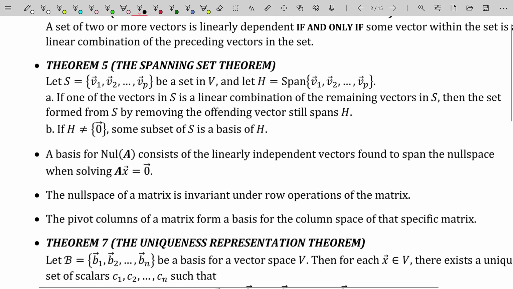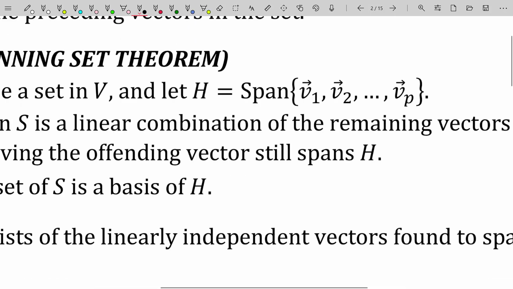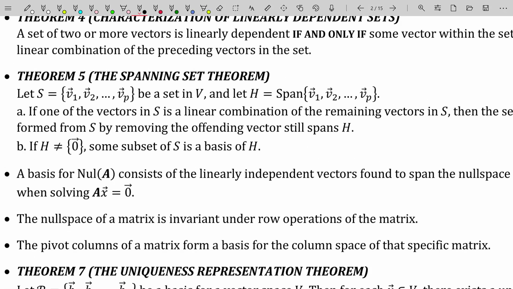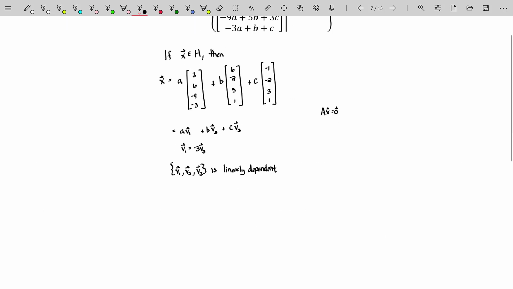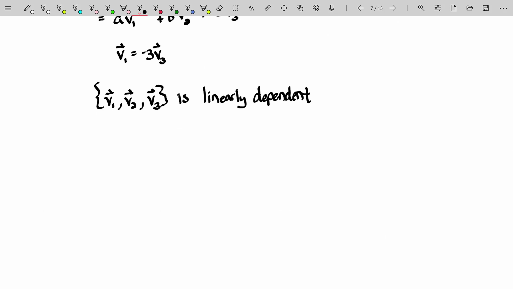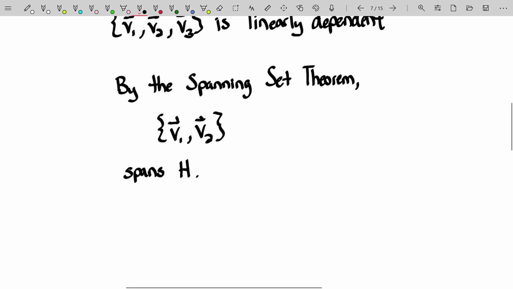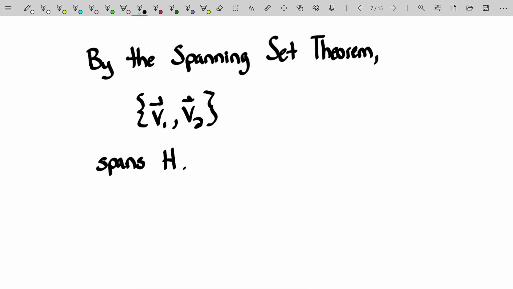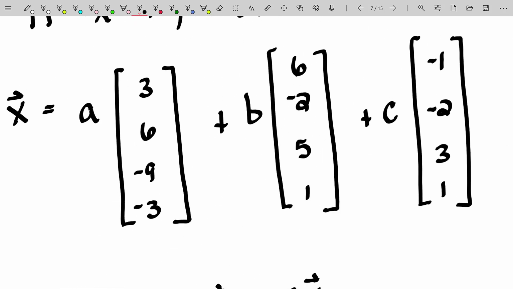Well, luckily, we have a theorem from the past that says, if you have a set of vectors that create a subspace, and if one of the vectors in that set is a linear combination of the remaining vectors, then the set formed by removing that offending vector still will span our subspace. And honestly, I consider that to be one of the more obvious theorems. So if I remove the offending vector, I'm going to remove V sub 3 here. And that tells me that the set V1, V2 spans H. Also note, V1 and V2 are actually linearly independent. In other words, V2 is not a multiple of V1.